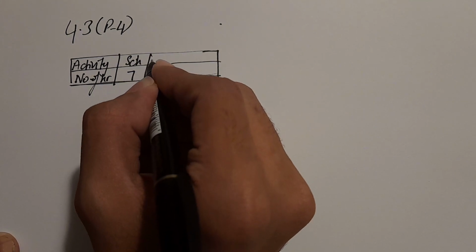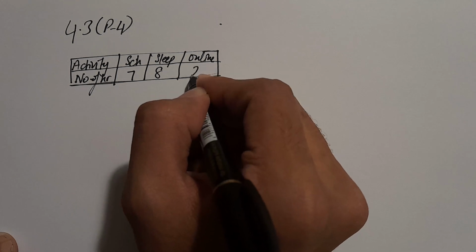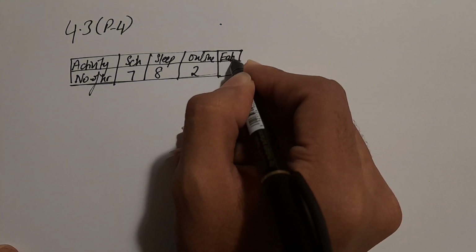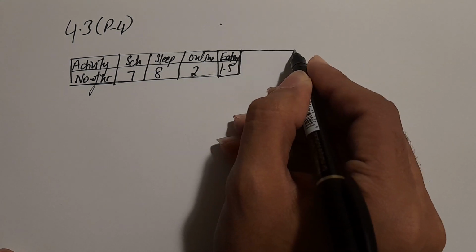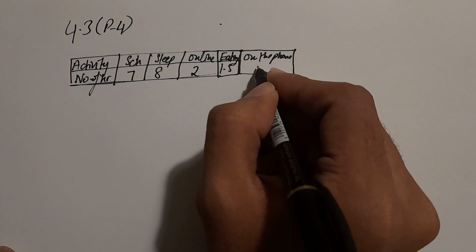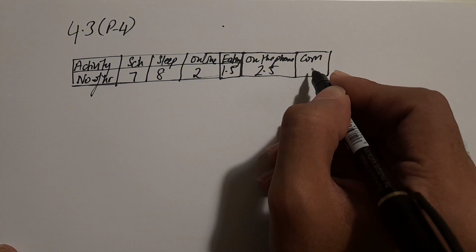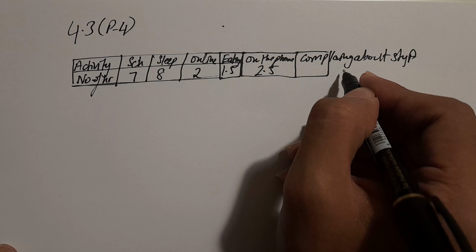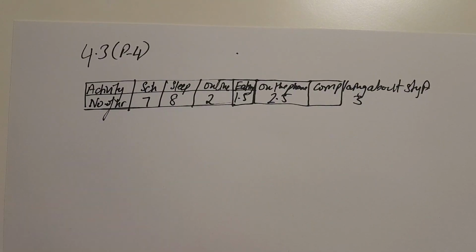So for school she has spent 7 hours, then sleeping it is 8 hours, for online 2 hours, then eating it is 1.5 hours, and for on the phone it is 2.5 hours, and the last one will be complaining about stuff, that is 3 hours.